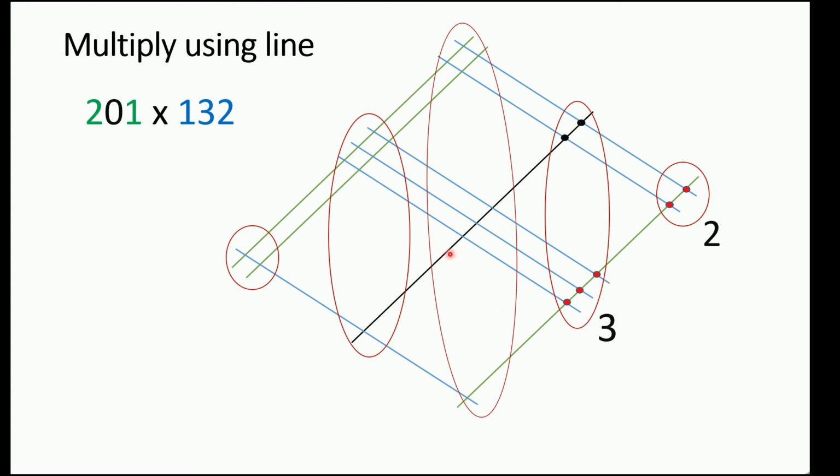Next go to the next group. Here also the zero line intersects with these three lines. So we should not count these points. We have to take only these dots. 1, 2, 3, 4, 5. So the answer is 5. Again in the next group also the zero line is intersecting with 1. So we should not take this point. So only count these points. There are 6 points. And next group, 2 points. So our answer is 26532.